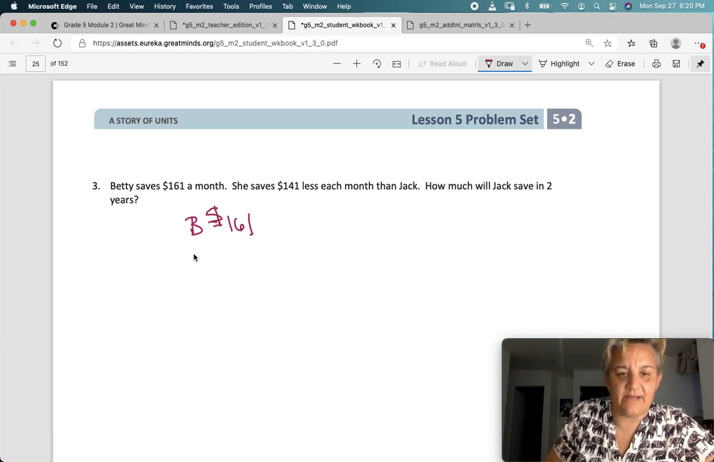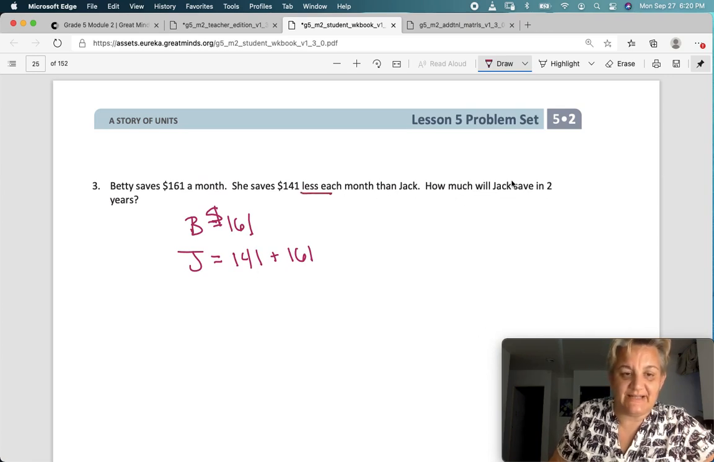Jack saves 141 more than Betty. So Jack's is 141 plus what she saves, which is 161. She saves 141 less. That means he saves 141 more. Okay, less and more. Be careful with those.